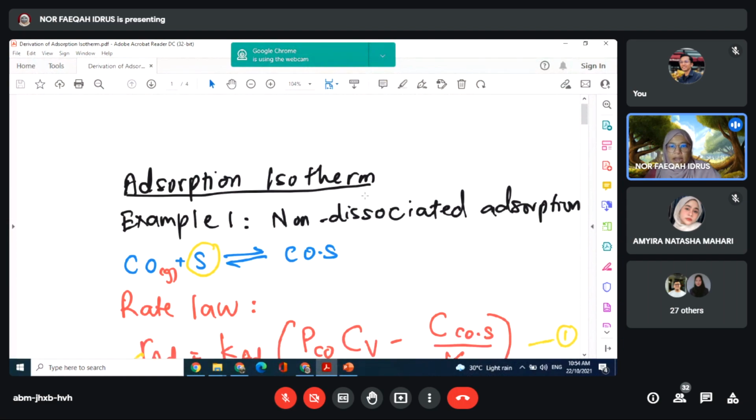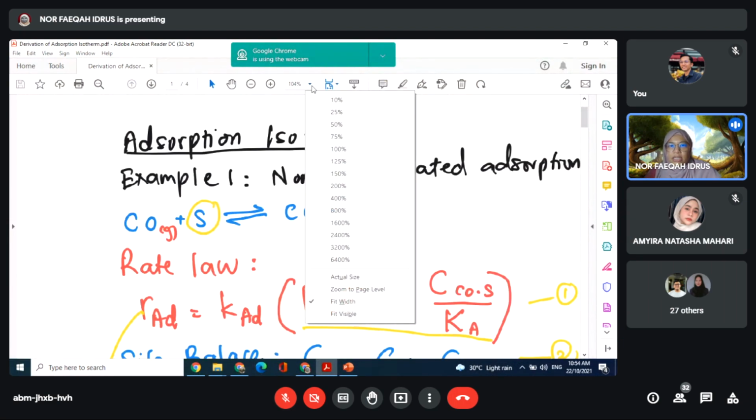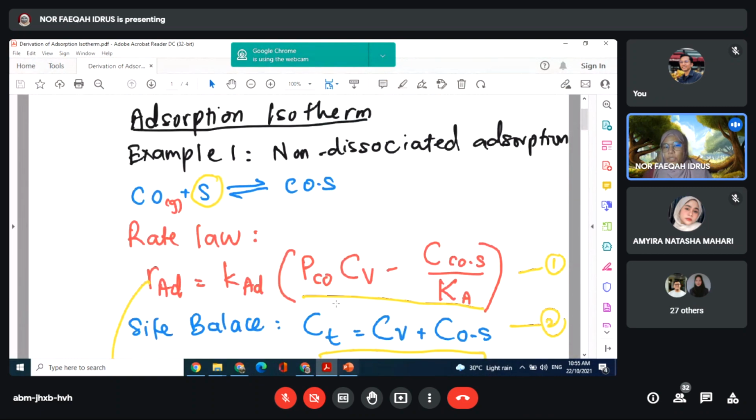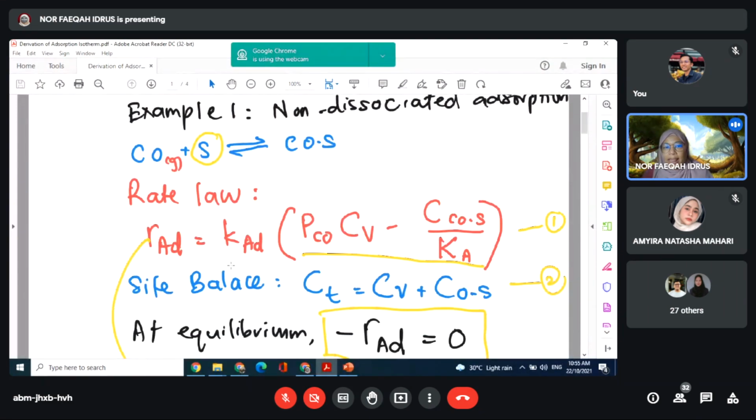This is for the non-dissociated case, the same example. I already explained how to write the rate law. So here is the example. You have the mechanism of the reaction given, the reaction of CO to produce something. This is the adsorption step. The CO is adsorbed as a molecule, so it requires only one active site. So you get this mechanism.